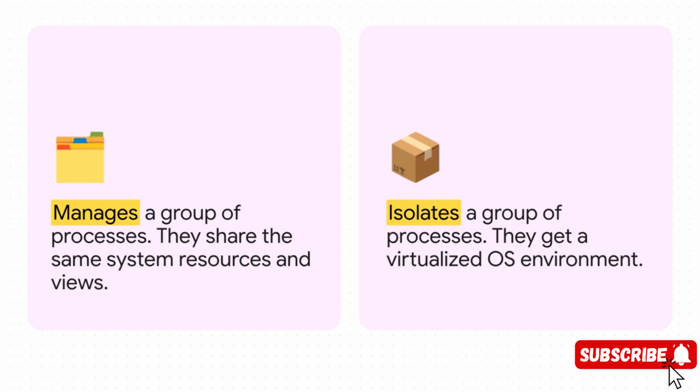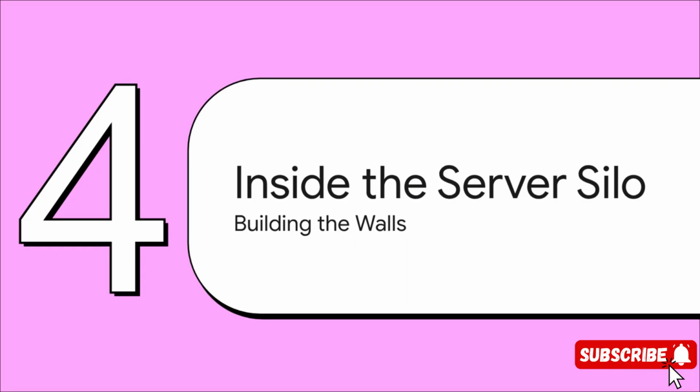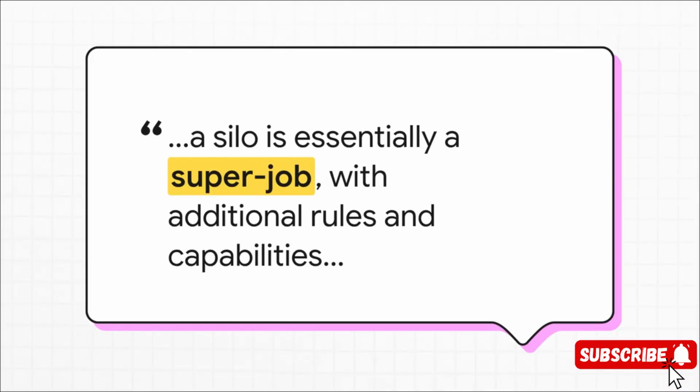A server silo, that's different. It creates a kind of virtualized bubble around a group of processes, basically tricking them into thinking they have the whole computer to themselves. So how does Windows actually build these virtual walls? Well, the answer is this concept called the server silo, and it takes the whole idea of a job object to a completely new level. In fact, the Windows documentation has the absolute perfect term for it: a super job. I mean, that just captures it perfectly, right?